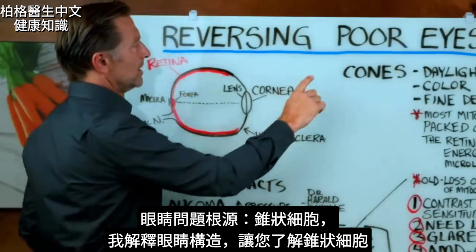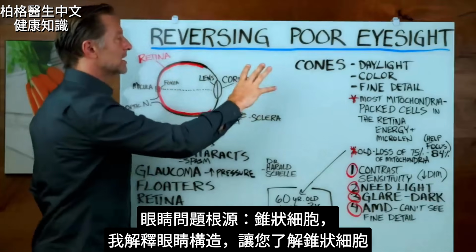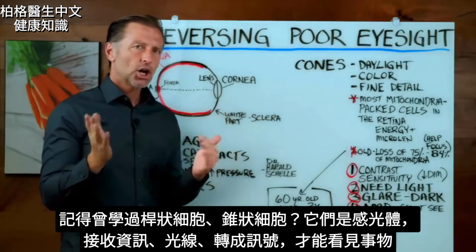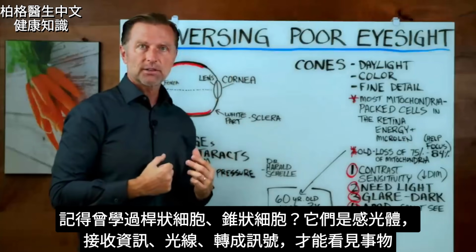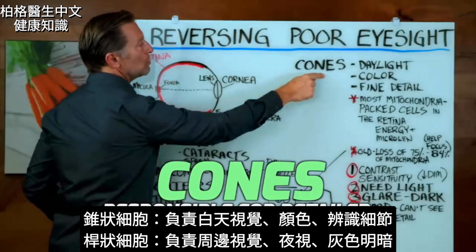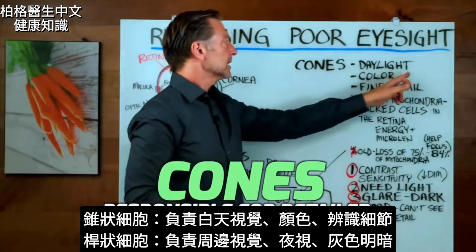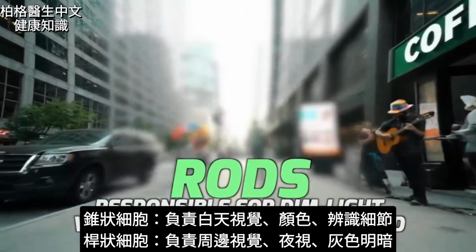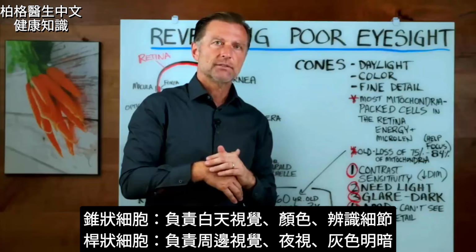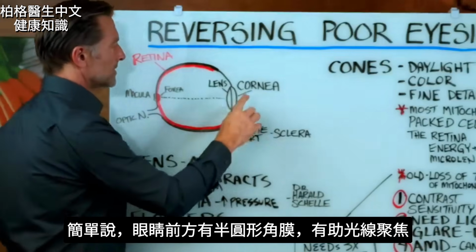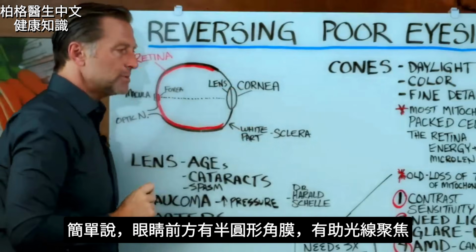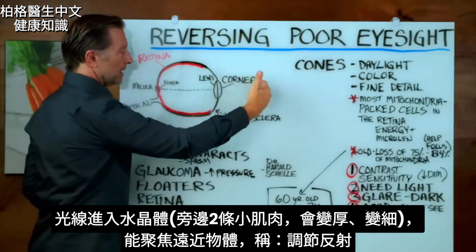And it actually starts with the cones. Now, I need to explain a little bit of anatomy so you can understand what the cones are. I don't know if you remember ever learning about rods and cones. Those are little receptors in the eye that take information or light and convert it to signals so you can visualize things. And so cones are more responsible for daylight, color, and fine detail. Rods have to do with more peripheral vision and seeing in the dark and also shades of gray and things like that.